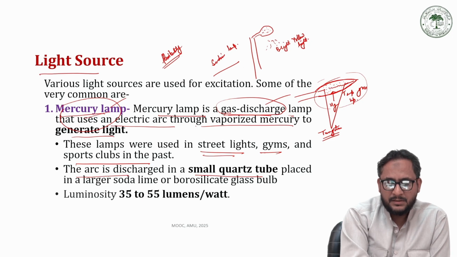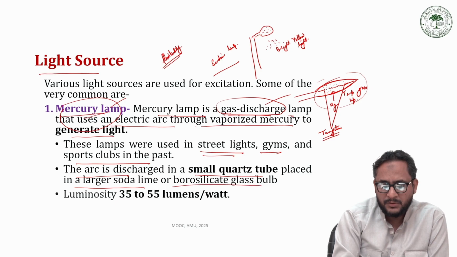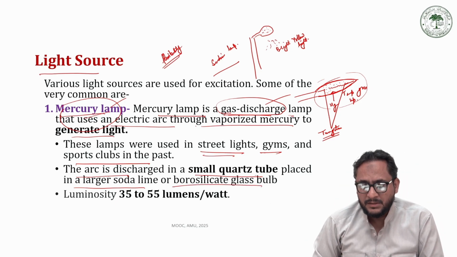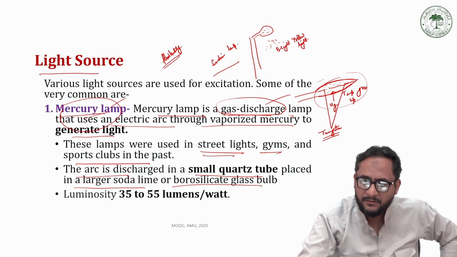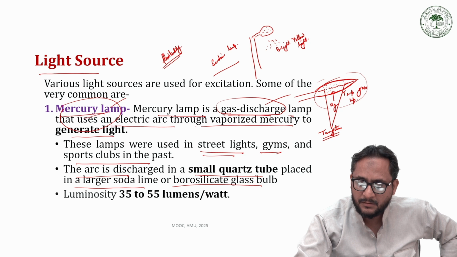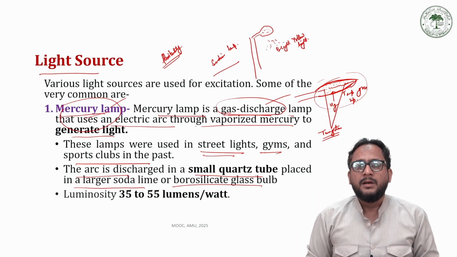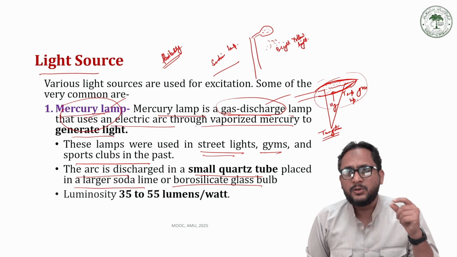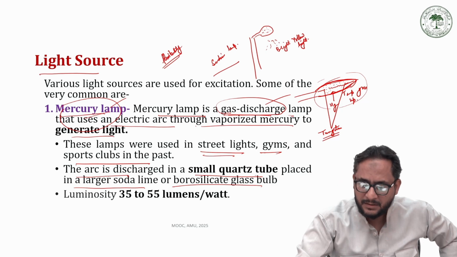The arc is discharged in a small quartz tube placed in a large soda lime or borosilicate glass tube. Because high temperature is created which cannot be sustained by a normal glass tube, we have an inner tube made of quartz. Quartz is very costly, and if we make the whole lamp of quartz, it will increase the cost. Therefore a small tube is made of quartz because it can sustain high temperature.